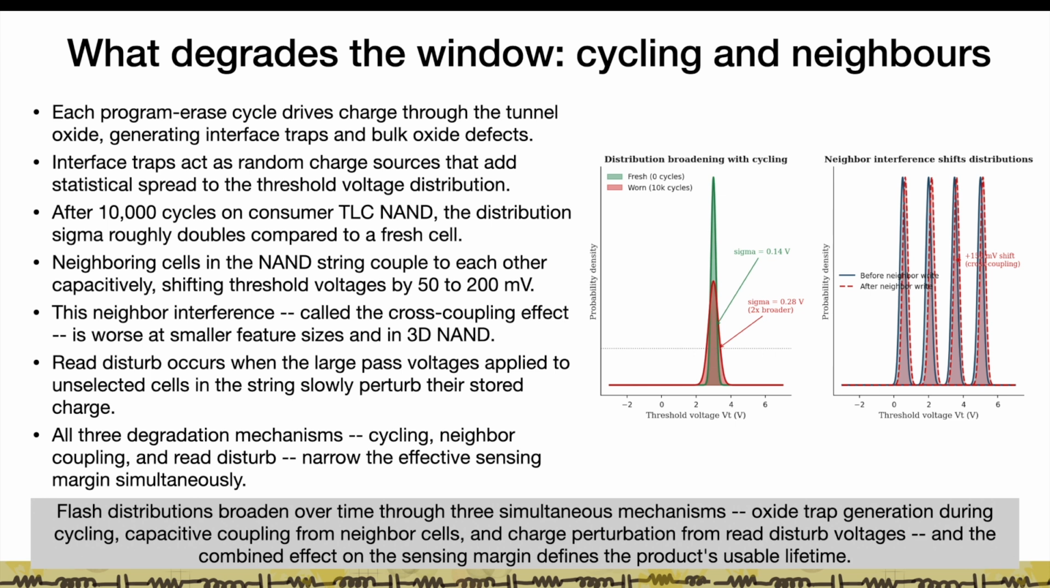The third mechanism, read disturb, is subtler. Every time you apply the large pass voltage needed to read a selected cell in a NAND string, the unselected cells in the same string are also stressed, slightly perturbing their stored charge. After millions of reads from the same block without an intervening erase, the cumulative read disturb can be enough to push cells out of their intended states.